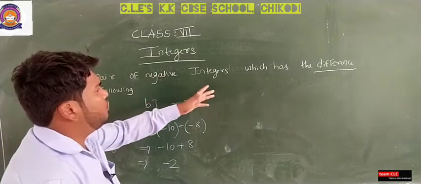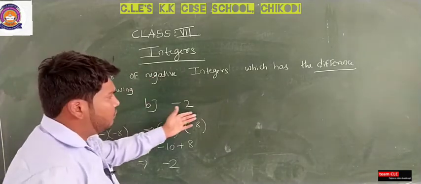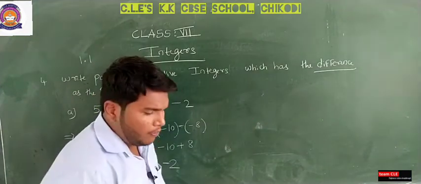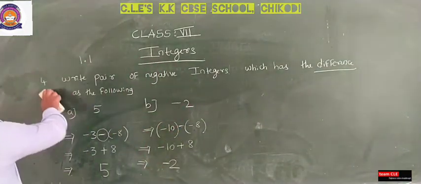Write a pair of negative integers which has the difference as the following. Some more two examples are there, you have to solve them yourself and send them to me on my WhatsApp number.